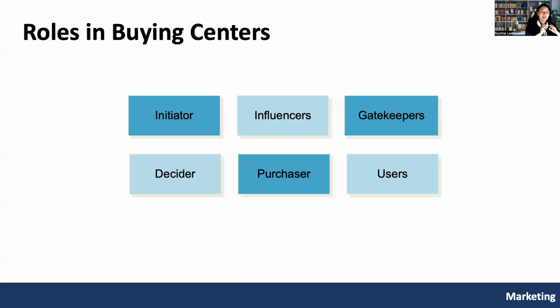So just wrapping up, the initiator is the person who suggests the purchase, and influencers or evaluators are people who can help define the specification and provide the information for evaluating options. Gatekeepers are the group members who regulate the flow of information, like purchasing agents. The decider is the person with the power to choose or to approve the selection. The purchaser is the person who negotiates the purchase. And the last one, users, are the members of the organization who actually use the products.